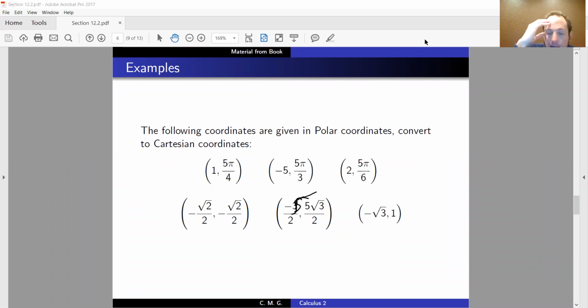Okay. And then the last one, 2 is the radius, 5 pi over 6. So you get negative root 3 and 1. So 5 pi over 6 is in quadrant 2. So that means that the cosine is negative, the sine is positive, and so it's going to work out. Okay.